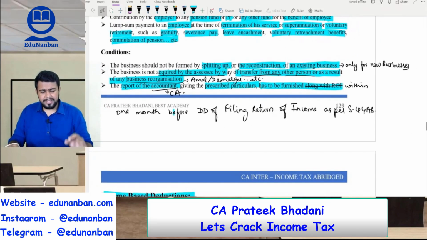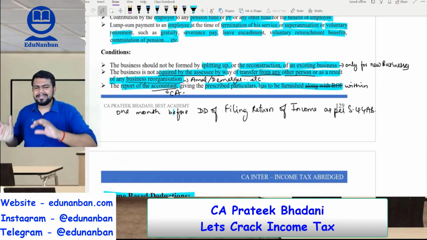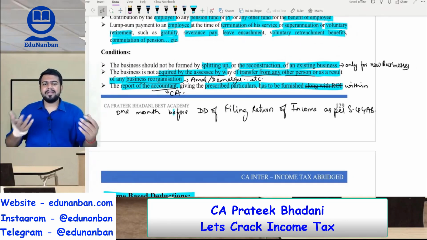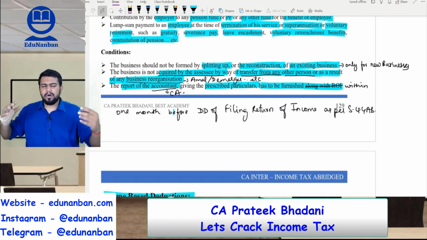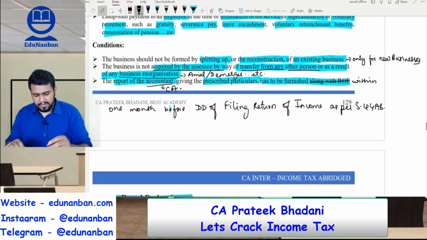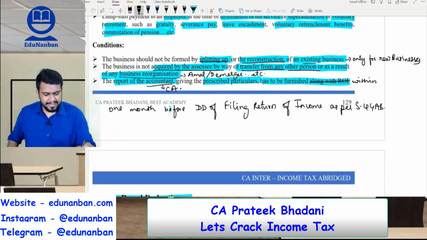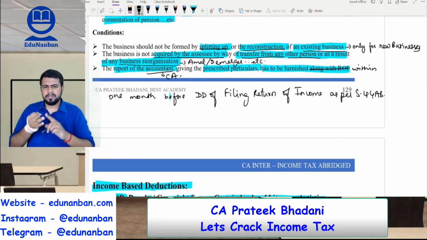Next, sometimes what happens, some business will just open a branch, shift their existing employees to the branch and tell that they are new employees. Sometimes a business will reconstruct itself, put a new brand name, move all the existing employees to the new brand name and tell that they are new employees. So both of these should not happen. Hence, the business should not be formed by splitting up or reconstruction of an existing business. The business should not be acquired by the assessee by way of any transfer or reorganization like demerger, amalgamation, etc.